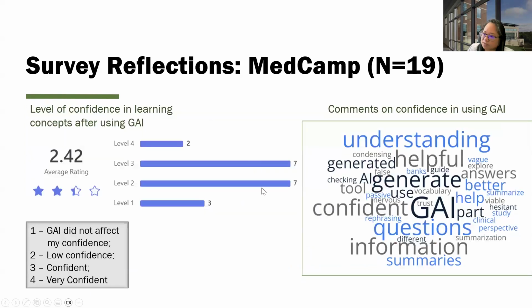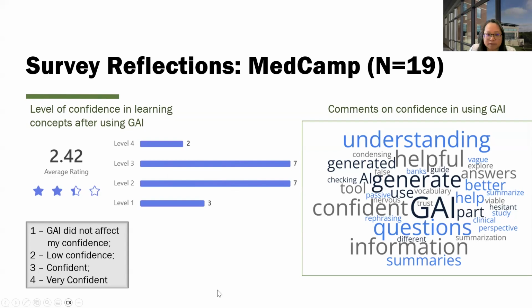For the following two, when it comes to the level of confidence in learning the concepts from the handouts after using AI, it was an average of 2.42 rating, where for the most part they had low confidence to some confidence, depending on the respondent. So they do have some confidence, but they still have some concerns. And when it comes to the comments, only about 6 or 7 provided comments on their confidence in using AI.